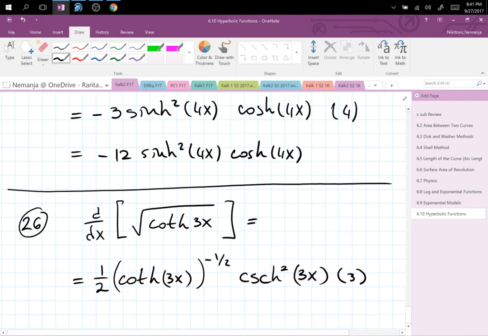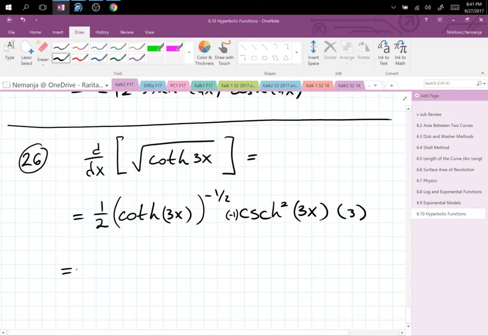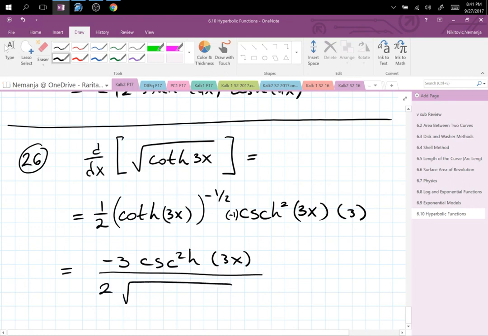But we have to be careful, there is a negative as well. The derivative of cotangent is a negative cosecant squared. So there's a negative there. So now when you put all of this stuff together, we have -3 cosecant squared hyperbolic 3x divided by 2 times square root of cotangent hyperbolic 3x. Bueno? Nice.